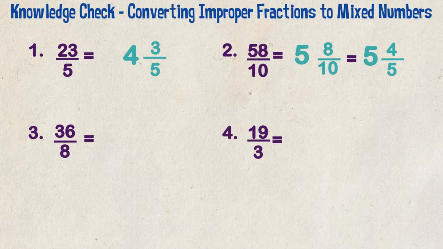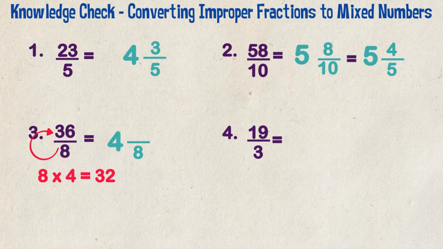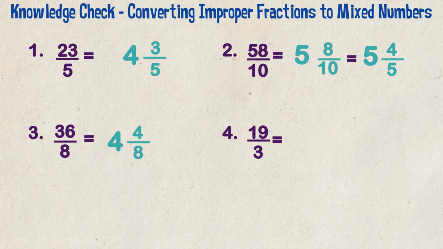Example 3. Convert 36/8 to a mixed number. We write down 8 for the proper fraction portion and divide 8 into 36, which we know will go in 4 times. 4 becomes our whole number, and we have a remainder of 4. That goes over our 8, and our mixed number is 4 4/8. And we can quickly see that 4 is a factor of both 4 and 8, so we can simplify it down to 4 1/2.